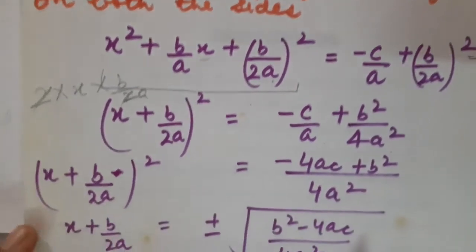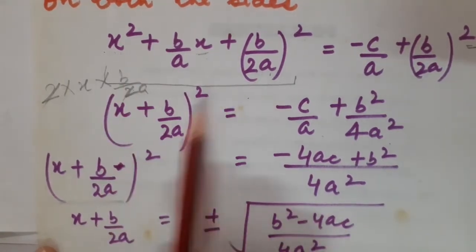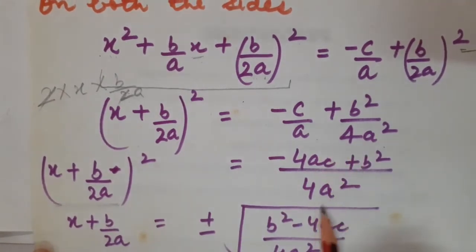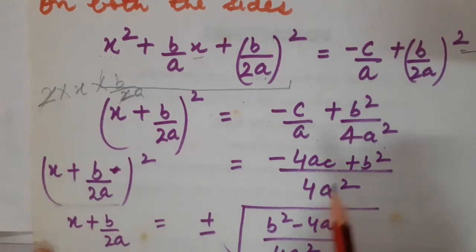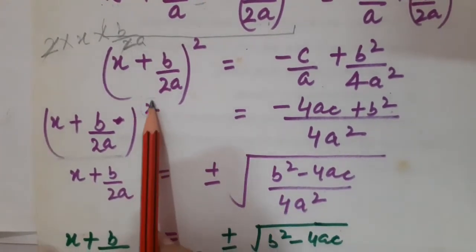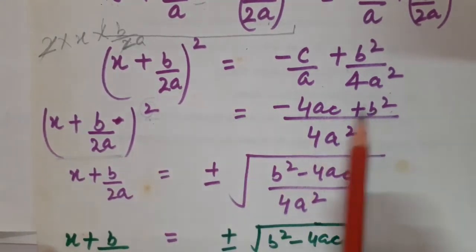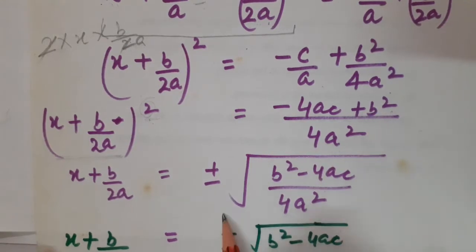Correct, children? Here I have got the complete whole square on the left hand side of this particular identity. Now after taking LCM on the right hand side, I have got 4a square as LCM. So after taking LCM, it would become minus 4ac plus b square. Correct, children? Okay, now as there is a whole square present over here, when you remove this whole square, definitely on the right hand side it would become whole under root with a plus minus sign.